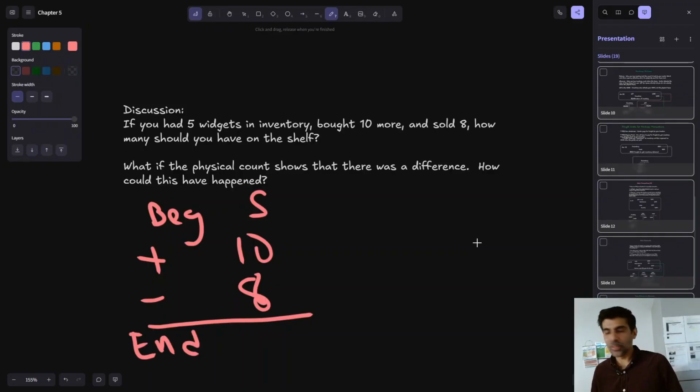Okay, so does everyone agree with this math? Begin inventory 5 plus 10 is 15, minus 8, 7, right? We should have 7. So in the real world, when you go out there and you go count, what do you think? Am I always going to find 7 there? Why wouldn't you? Give me some reasons why you wouldn't find 7. Yeah, you could have made a mistake.